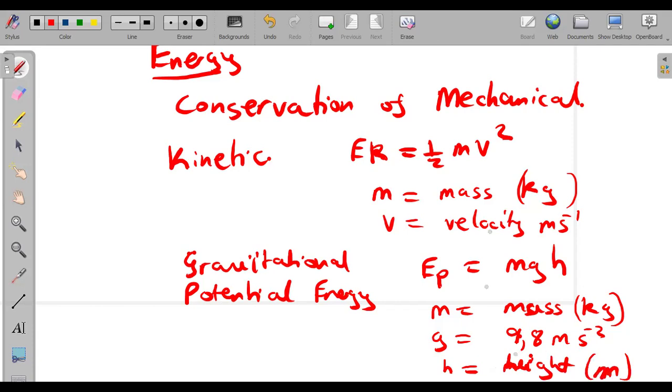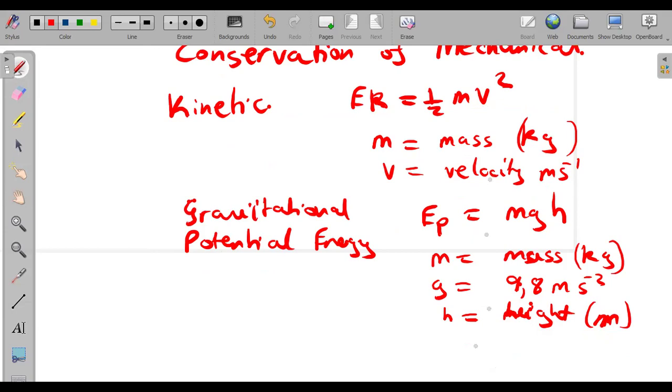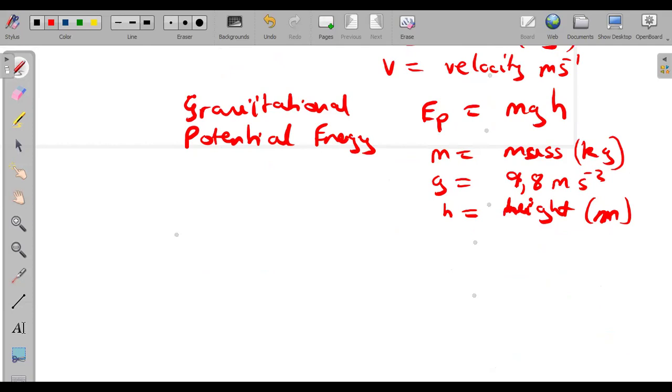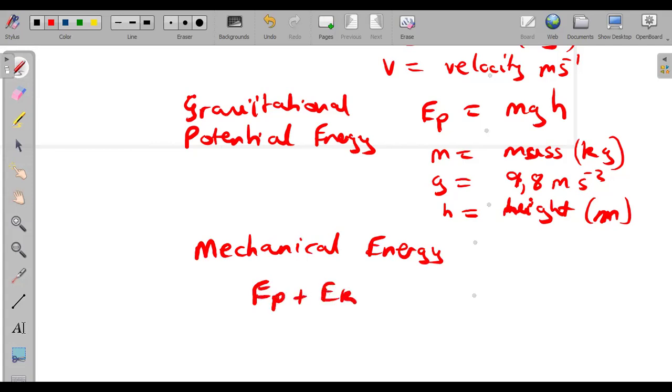So these are the values we have. Of course, gravitational potential energy is measured in joules. So is the kinetic energy measured also in joules. Then apart from these, we also have the mechanical energy. Mechanical energy, by definition, is the sum of gravitational potential energy and kinetic energy. That's mechanical energy by definition. So mechanical energy is the sum of the gravitational potential energy and kinetic energy.